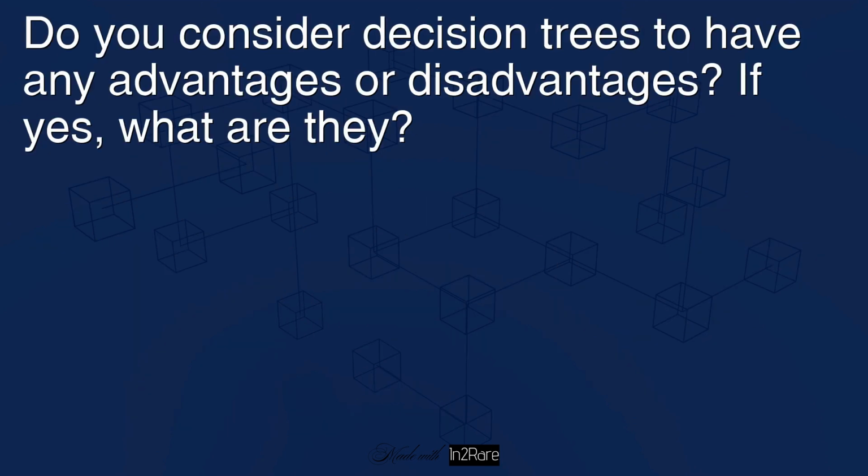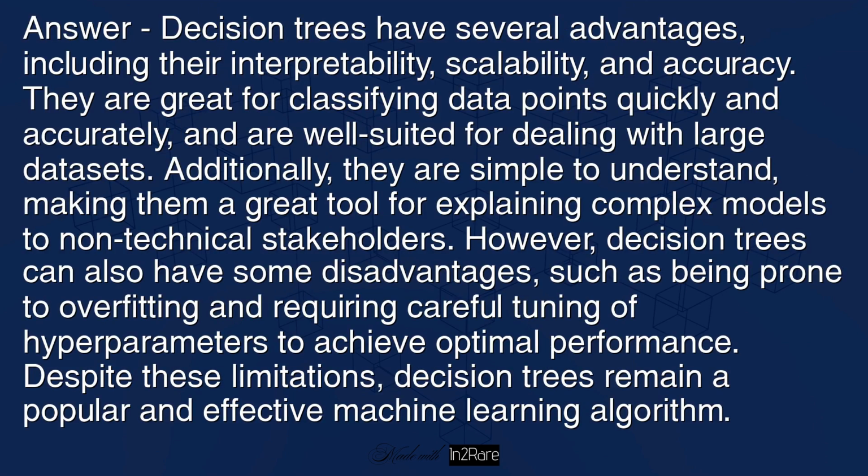Do you consider decision trees to have any advantages or disadvantages? If yes, what are they? Answer: decision trees have several advantages, including their interpretability, scalability, and accuracy. They are great for classifying data points quickly and accurately, and are well suited for dealing with large datasets. Additionally, they are simple to understand, making them a great tool for explaining complex models to non-technical stakeholders. However, decision trees can also have some disadvantages, such as being prone to overfitting and requiring careful tuning of hyperparameters to achieve optimal performance. Despite these limitations, decision trees remain a popular and effective machine learning algorithm.